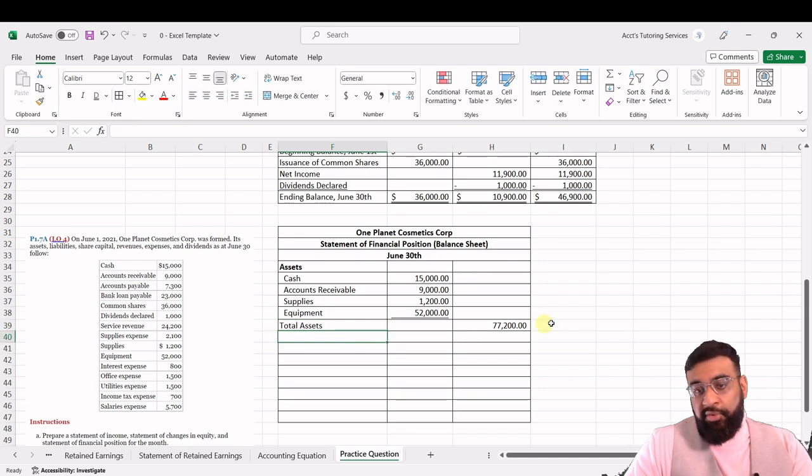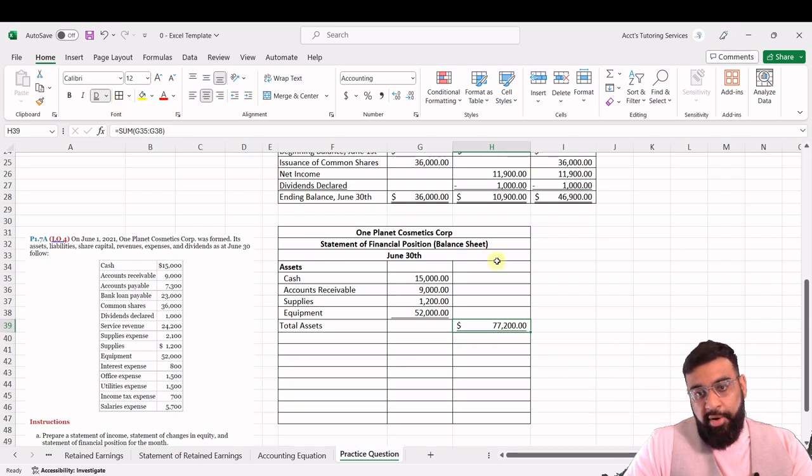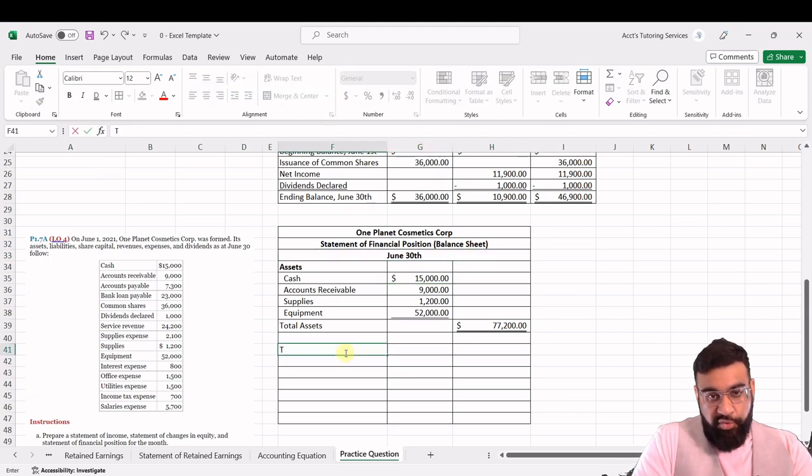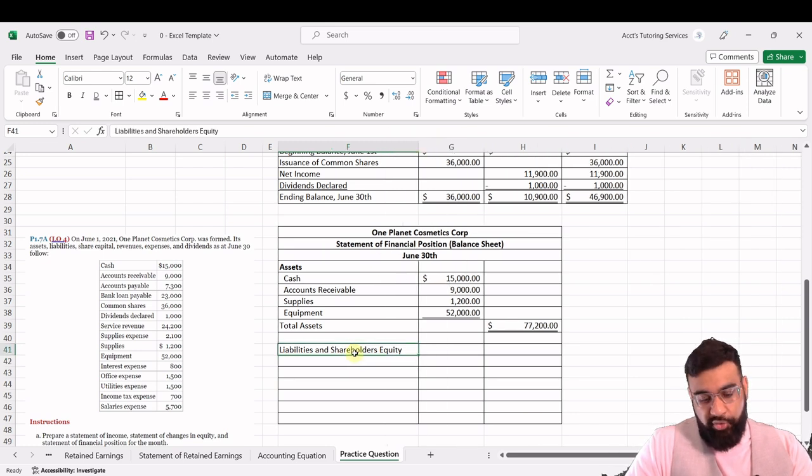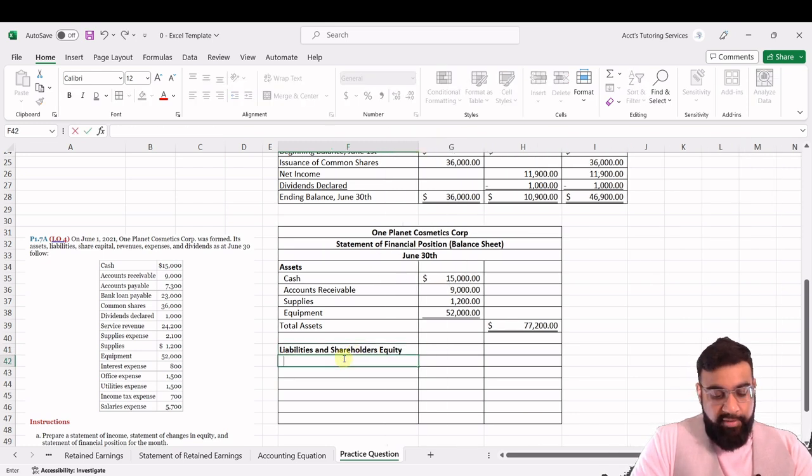Since this is a main figure, I'm going to put a dollar sign here and double underline. Since this is the first number in this column for assets, this is also going to be a dollar sign as well. Now I'm going to shift my attention over to liabilities and shareholders equity. Because remember the accounting equation: assets equals liabilities plus shareholders equity. These two are together. So we're going to have liabilities first.